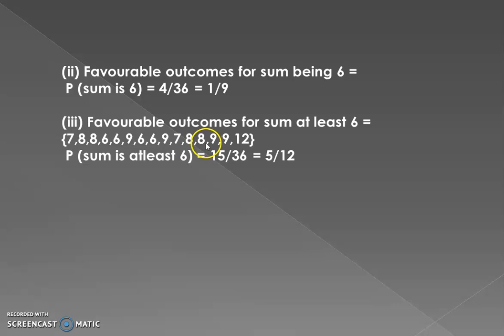So that way you will list down all the outcomes where the sum is coming 6 or more than 6. And when you count these, you will see that there are 15 of them. So the probability of getting the sum at least 6 is 15 by 36 or 5 by 12.